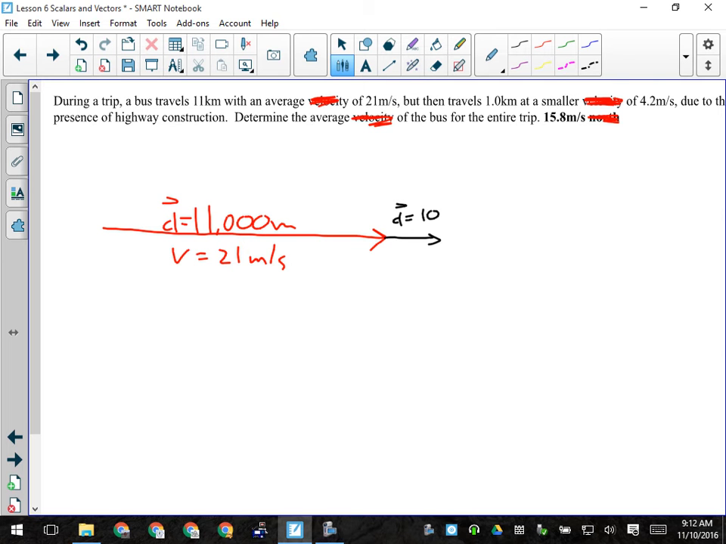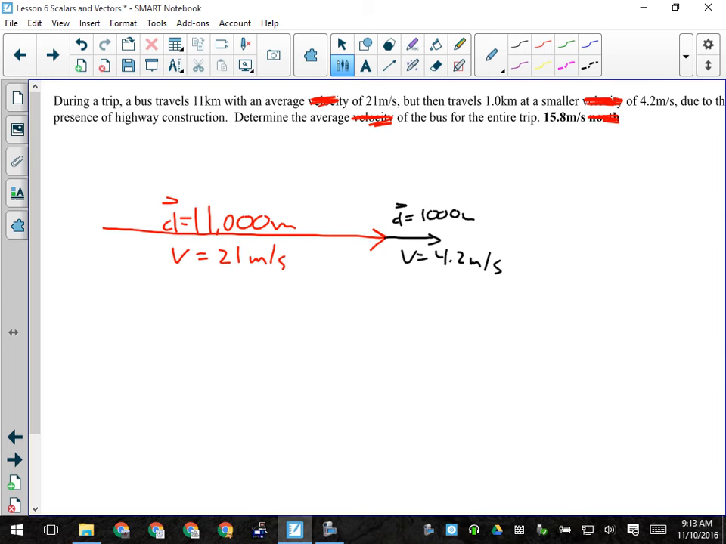So 1,000 meters, and it does that at a smaller speed, sorry, of 4.2 meters per second. Okay, we want to find the average speed of the bus over the entire trip. What two things do I need for average speed? Total distance and total time. I got the total distance. It told me how far each section is, so that part's done. What I don't have is the time for either section.